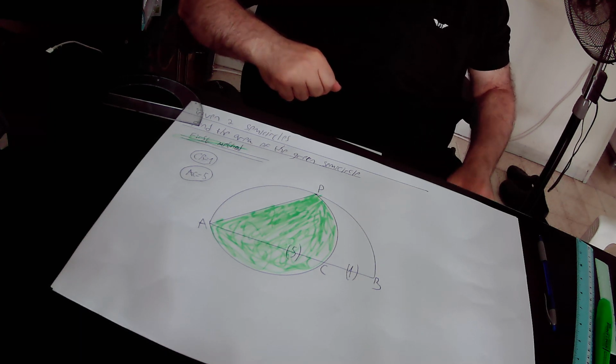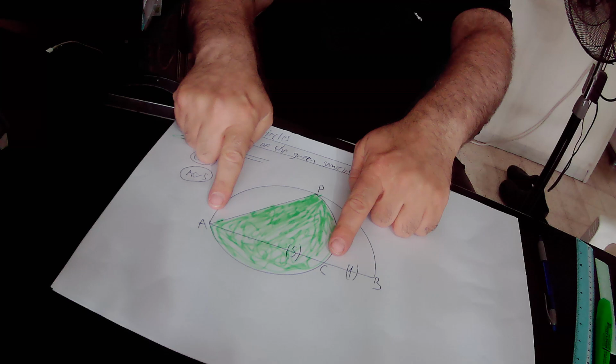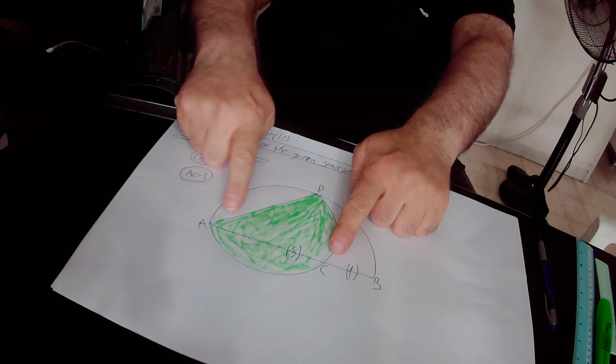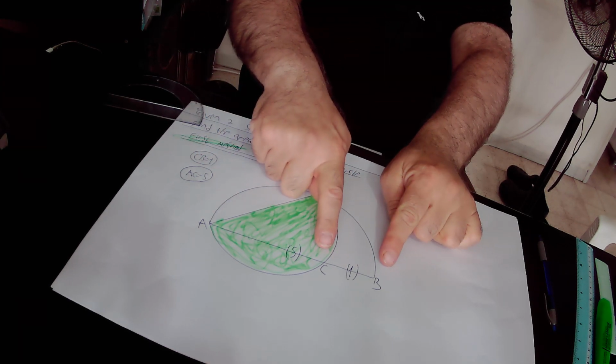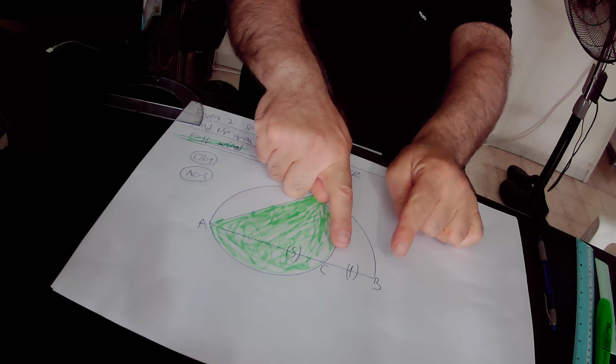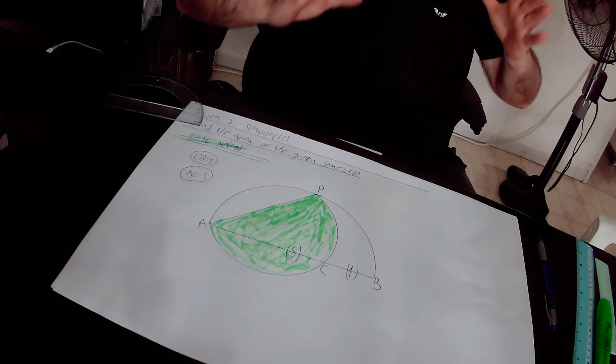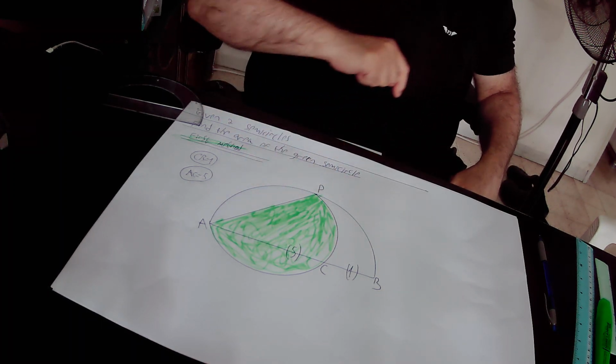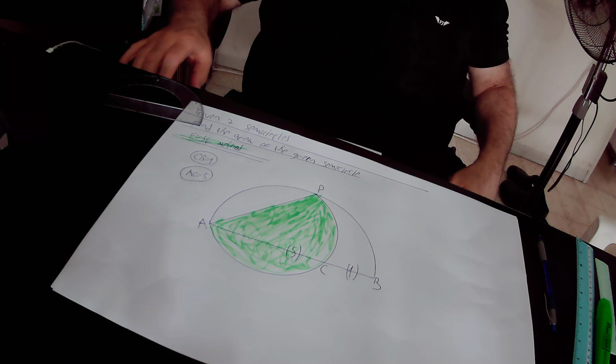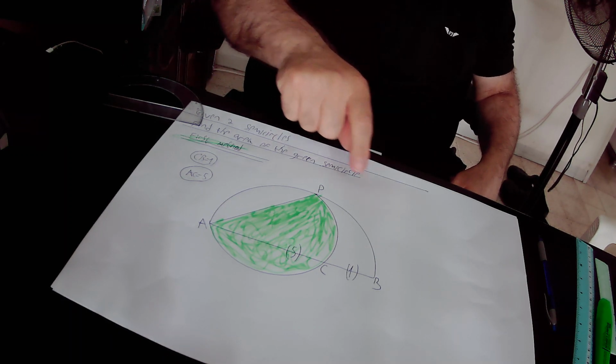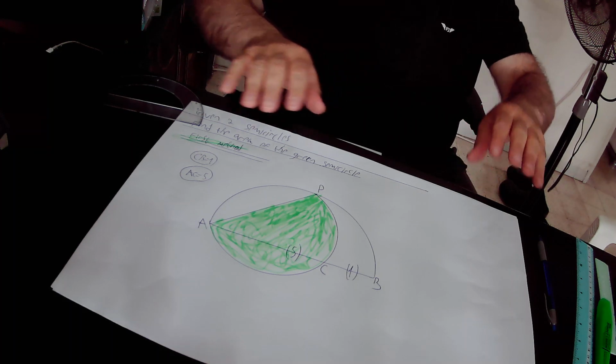In addition, we know that line segment AC is equal to 5 units in length. Line segment CB is equal to 1 unit in length. Again, our mission is to find the area of this green semicircle. So in the first step, we join points P and B together by a straight line.